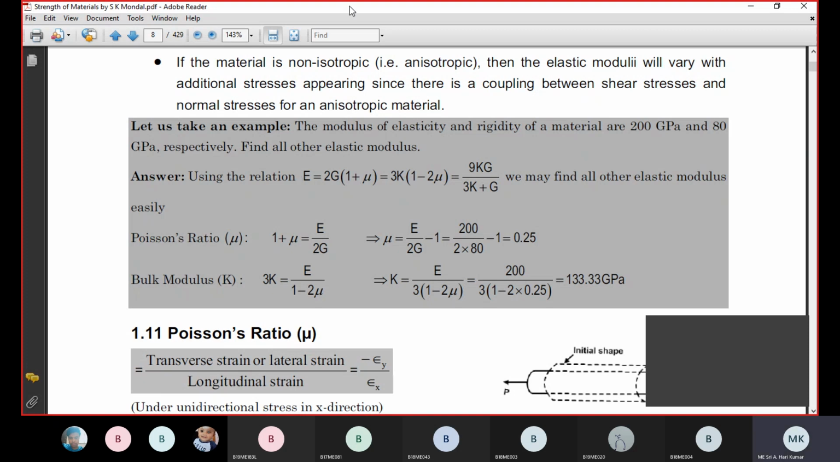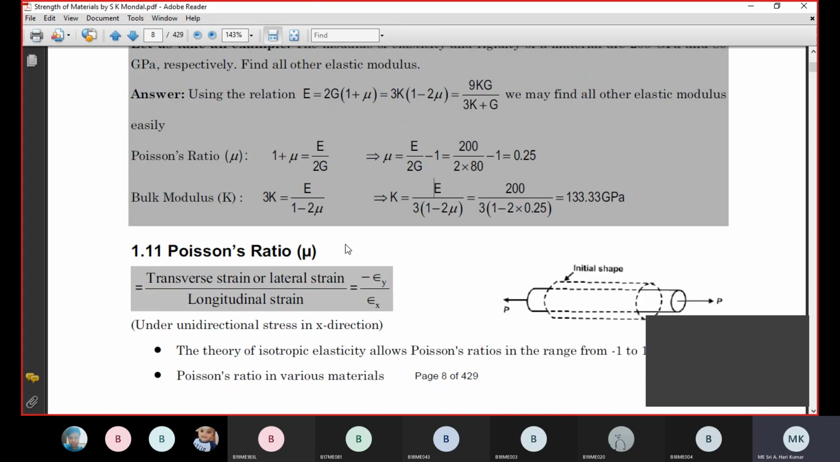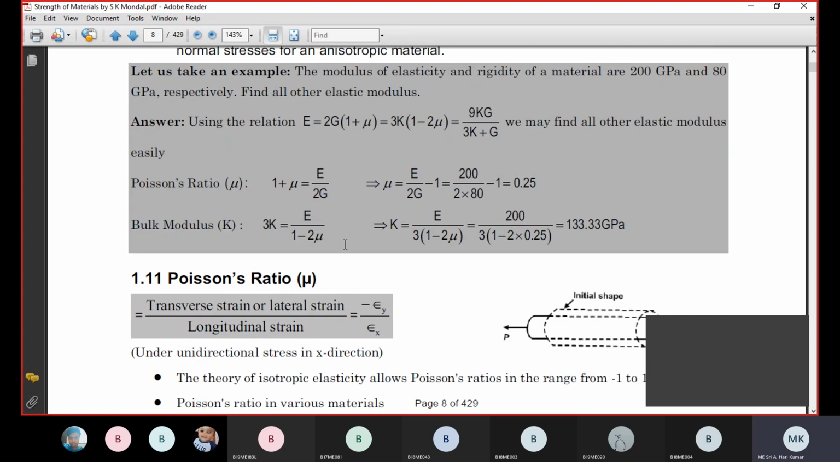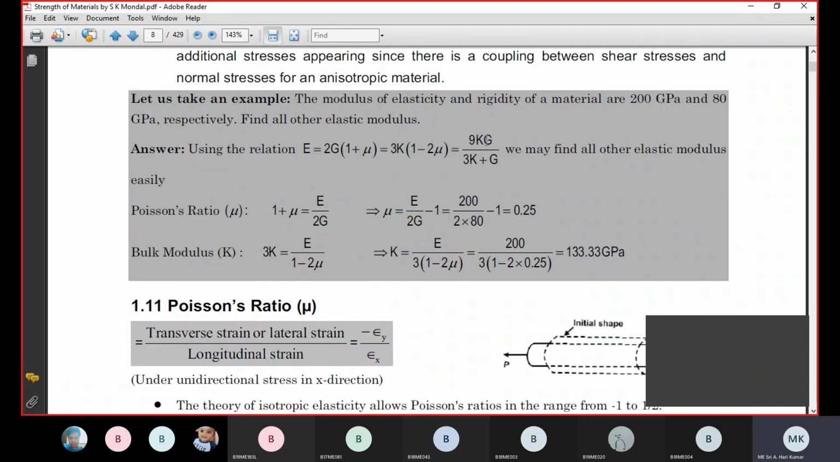Now here we have to find all the elastic moduli. E is given, G is given. Now we have to find all the others: mu is found, K is found. We are given E and G and have to find the remaining. So that's about elastic constants, out of which only the remaining 3, K, G and E, were discussed.